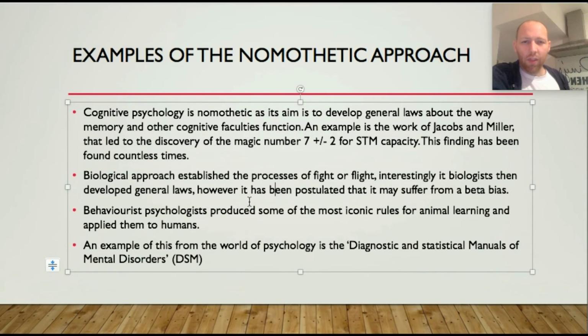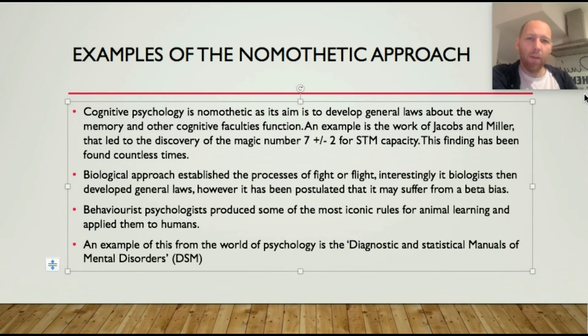The biological approach is nomothetic. It tries to draw conclusions from biological research. One example is the fight-or-flight mechanism, which was generalized to both males and females, and it's suggested now that that may have been premature, because it seems to be the case that the fight or flight response in women may be different. It may be more tend and befriend, as some researchers have labelled it. So that's the biological approach.